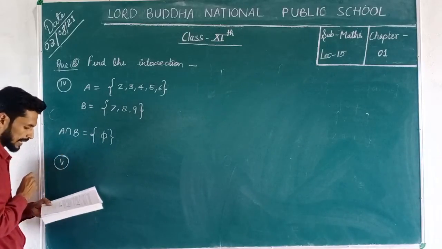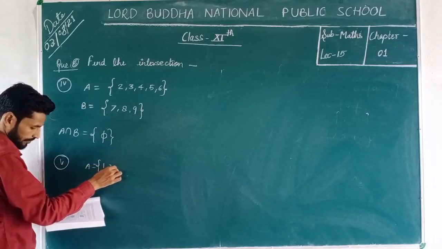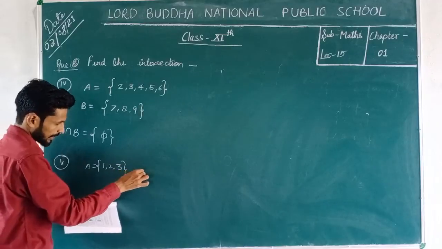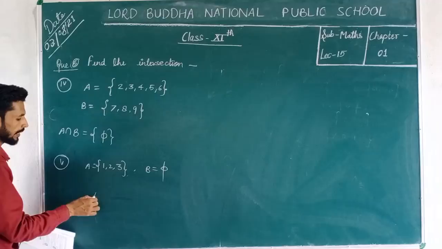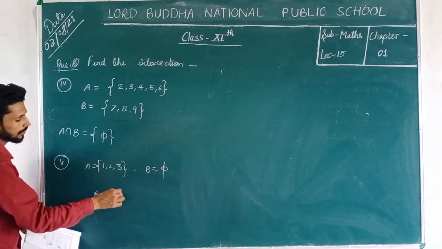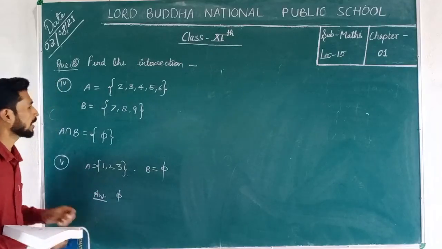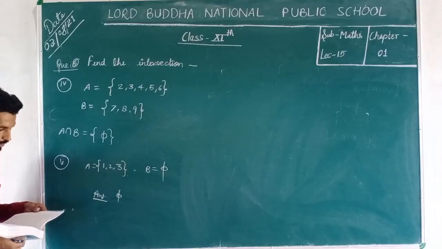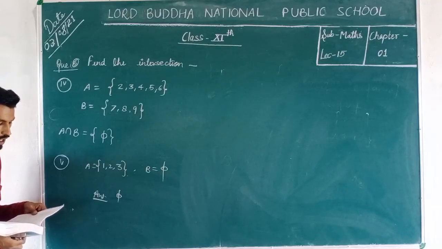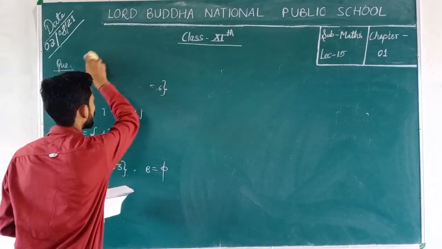So the next part is part number 5. Set A is given 1, 2 and 3, and now set B here is empty. So the answer will also be empty set. Okay, the answer will be empty because there is no common element. So this is the solution of question number 5. Now we will solve question number 6. Okay, we will start question number 6.